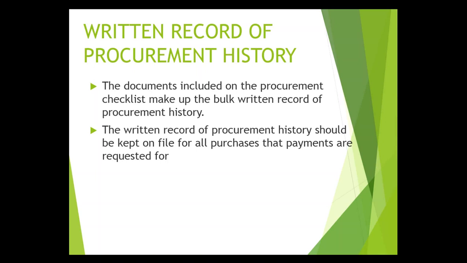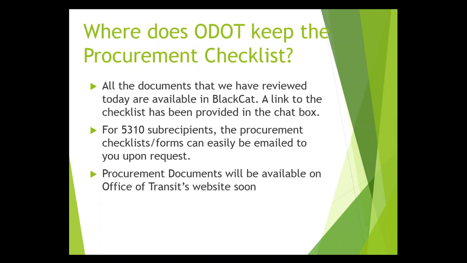So, where is this checklist? All the documents that we've reviewed or are reviewing today are available in Black Cat. A link to the checklist has been provided in the chat box for those folks who are 5311 subrecipients. You're very familiar with Black Cat, and it is in the global resources section. For 5310 subrecipients, the procurement checklist and forms can easily be emailed to you upon request, and again, we're going to offer those on the website as well soon.